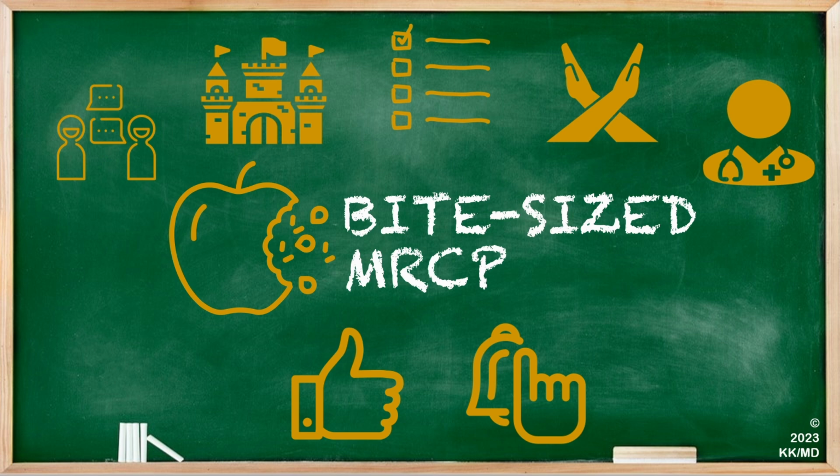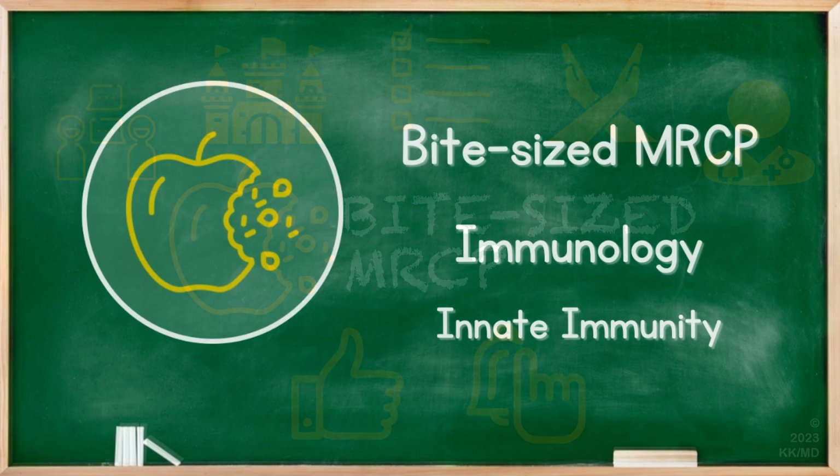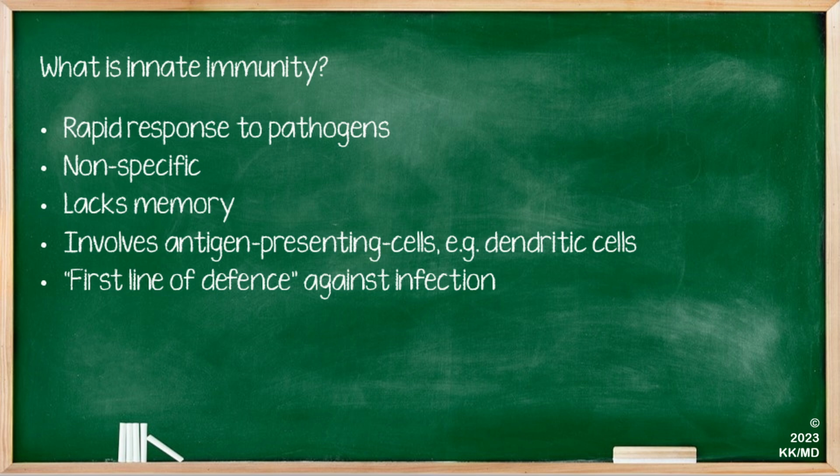Now, without further ado, let's get into today's topic, which is innate immunity. What is innate immunity? This is the rapid response to pathogens, which is non-specific and lacks memory. It involves antigen-presenting cells, or APCs, for example, dendritic cells. It's often called, colloquially, the first line of defense against infection.